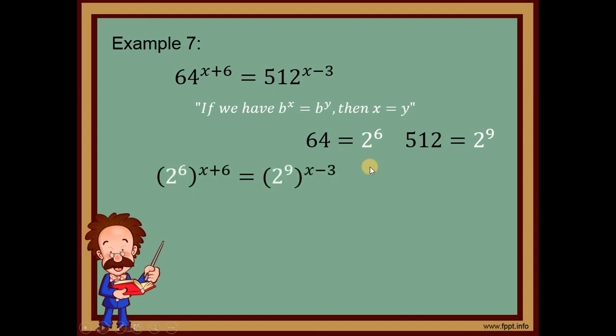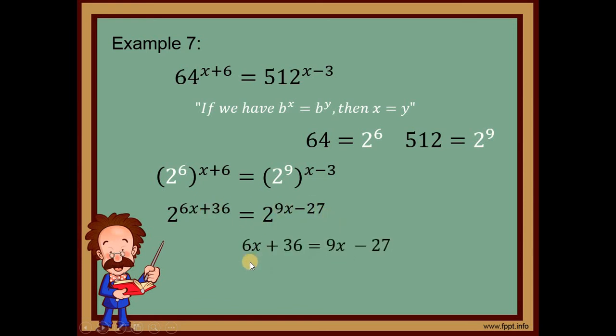Palit natin. So, we have 2 raised to 6, raised to x plus 6, is equals to 2 raised to 9, raised to x minus 3. Next, apply natin yung laws of exponent. Multiply natin siya. This becomes 2 raised to 6x plus 36 is equals to 2 raised to 9x minus 27. Distribute natin yung 9 and distribute natin yung 6. Tingnan natin mabuti na yung base nila ay magkamukha na. Anong ibig sabihin? Yung exponent nila must be equal also.